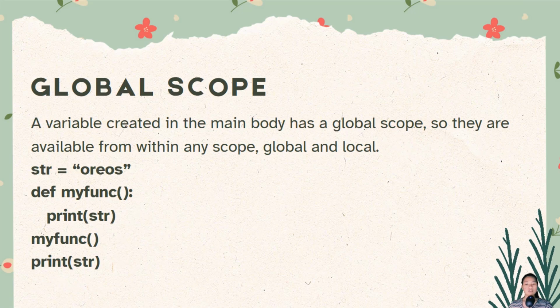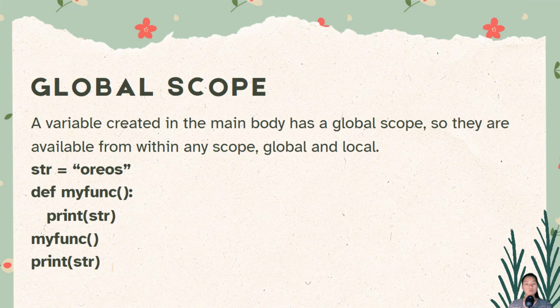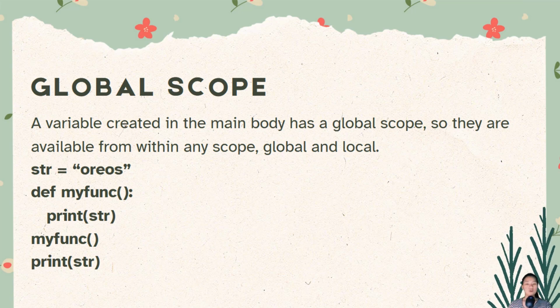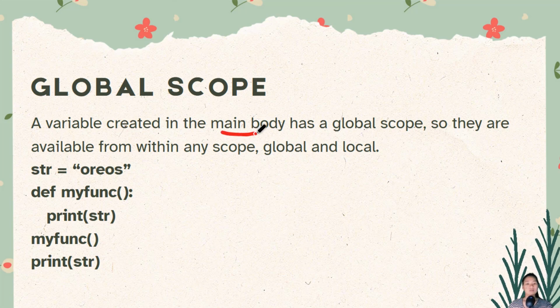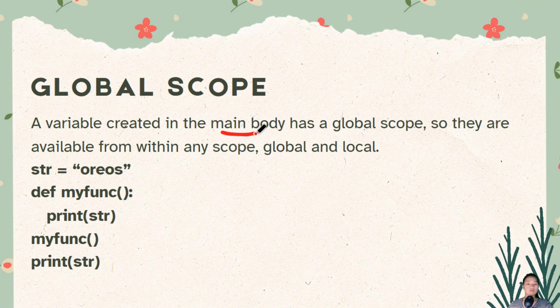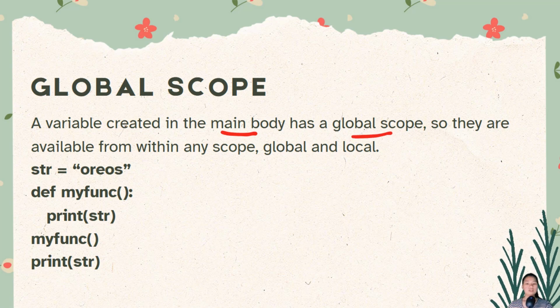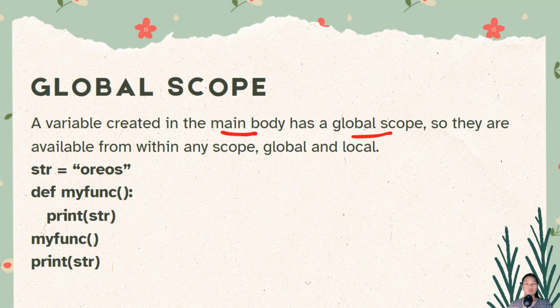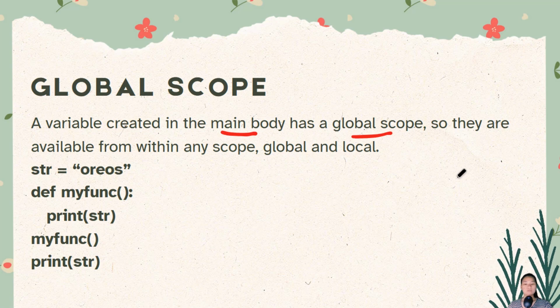Let's move on to the next part, global scope. Global scope, as the name suggests, is the complete opposite of local scope. A global scope variable is created in the main body, so it's outside of a function. It's outside of a specific, limited block of code. It has a global scope. So they are available from within any scope, global and local. Any function, anything can use global scope variables, okay?